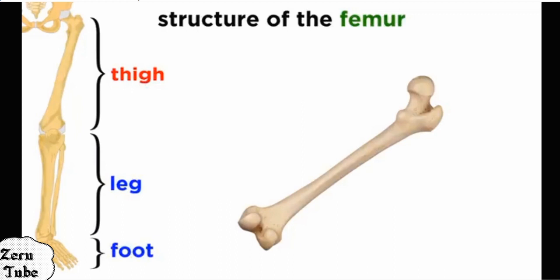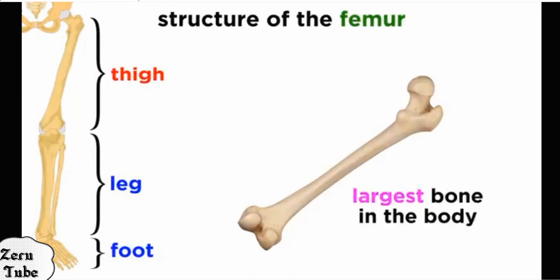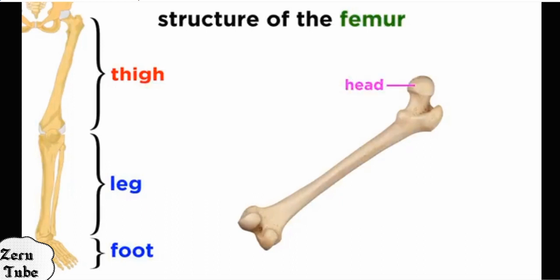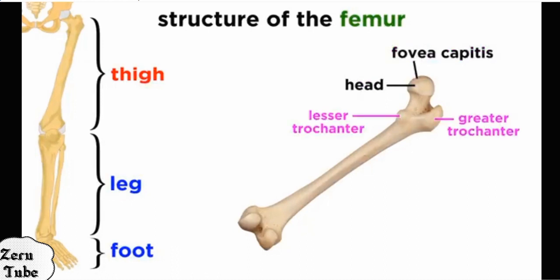So the femur is the largest bone in the body, and the femur has the head and the fovea capitis, which are proximal parts of the femur, and the femur also has the greater trochanter and lesser trochanter.